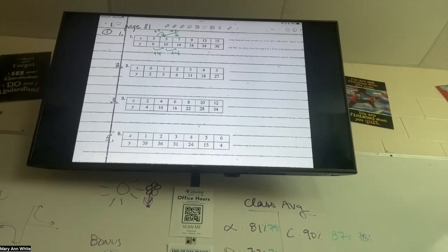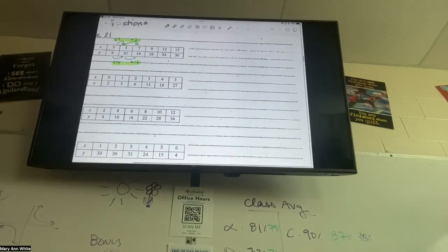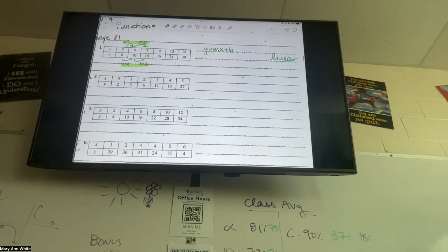It's consistent. So these two are both add 2 on top. The bottom are both add 4. That is a consistent change, a consistent rate of change. When it's constant like that, then I know that it's going to be a linear graph. I can think of it as y equals mx plus b. So it's going to be linear because it's the same rate of change. Okay.